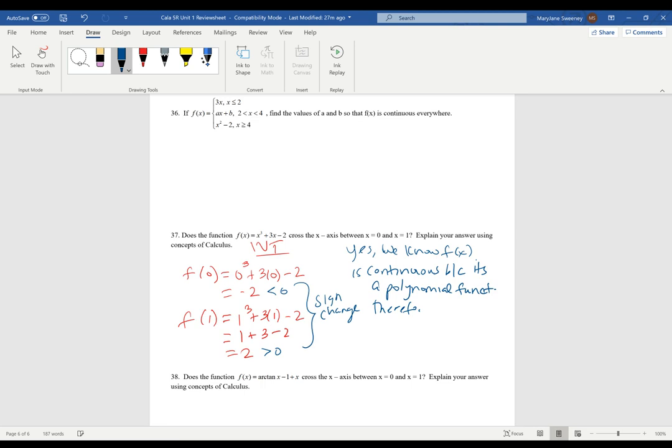Therefore, by IVT, f of x has a 0 between x equals 0 and x equals 1. And that's because we've said, one of them's less than 0, the other's greater than 0. So somewhere you're hitting 0 in the middle of that, if the function is continuous, which it is because it's a polynomial function.